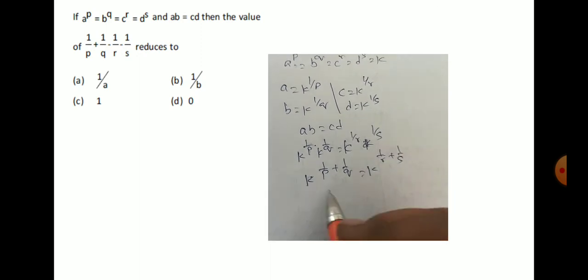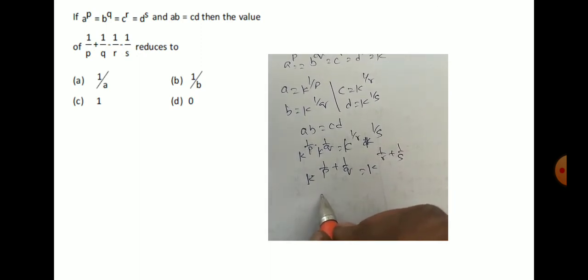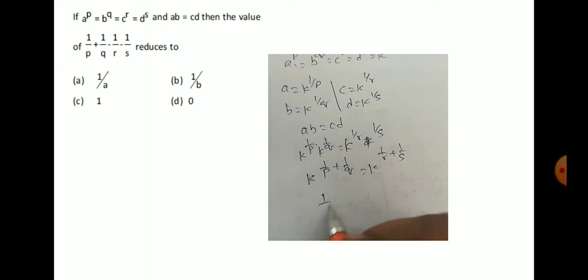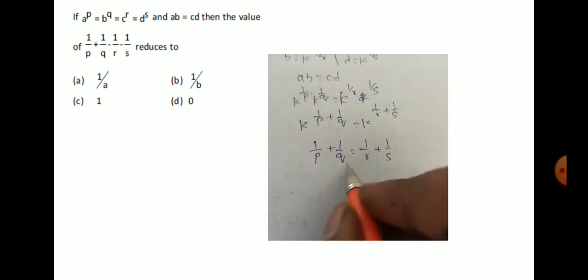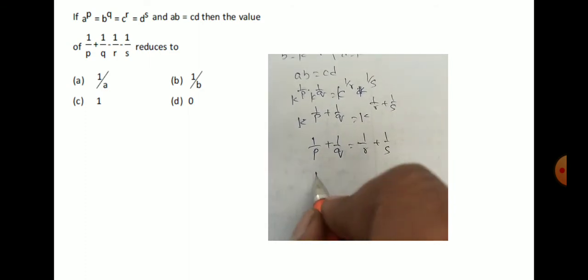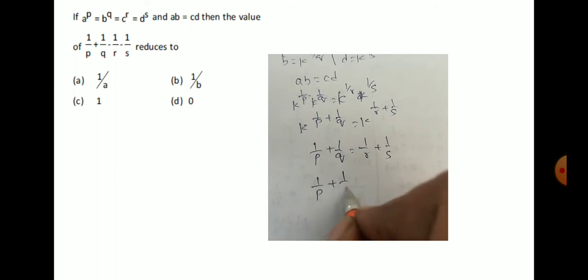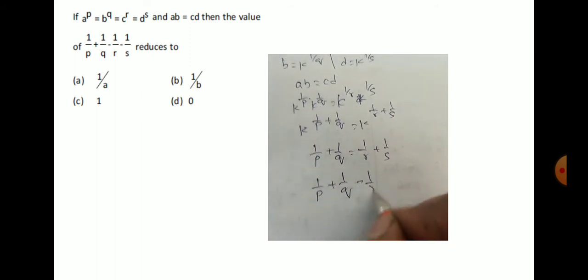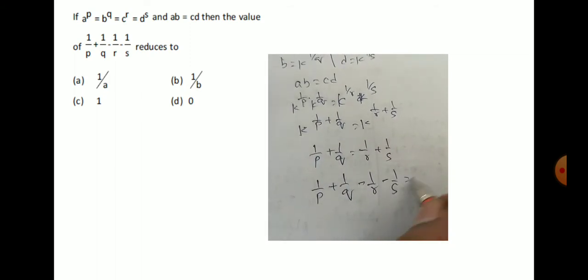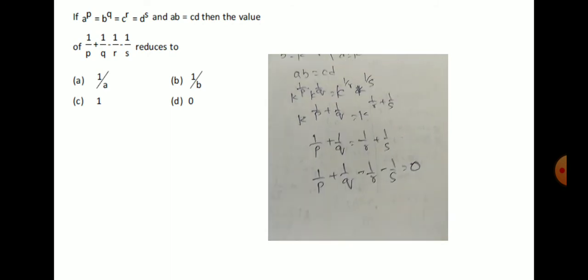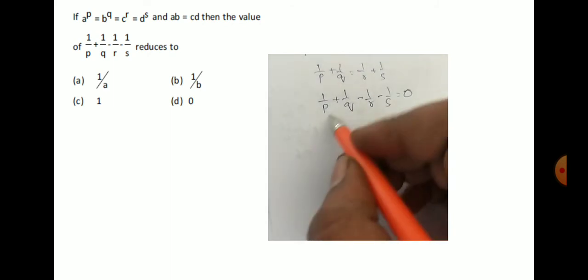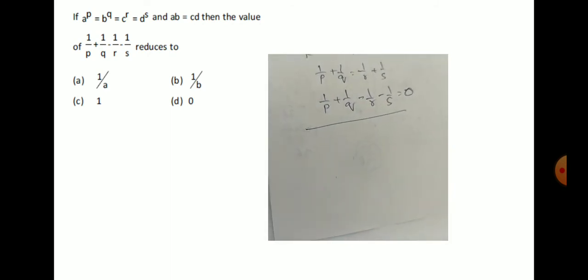Then equate the powers. 1 by p plus 1 by q is equal to 1 by r plus 1 by s. Take everything one side. 1 by p plus 1 by q minus 1 by r minus 1 by s is nothing but 0. We have the option number D as 0, right? Fine. Next question we will take.